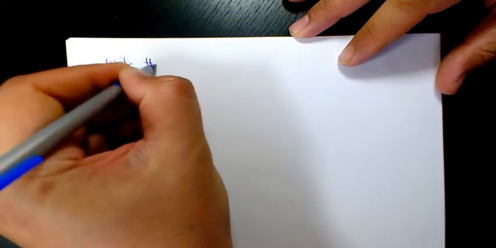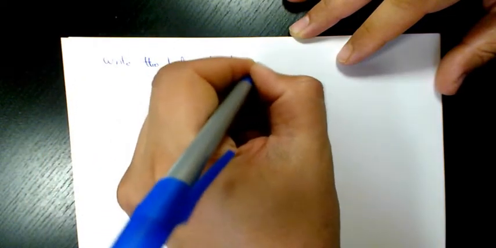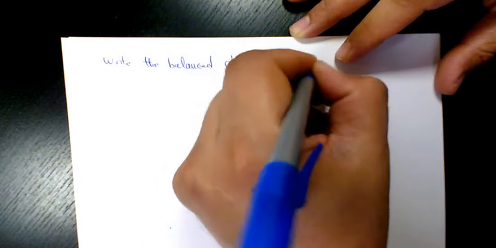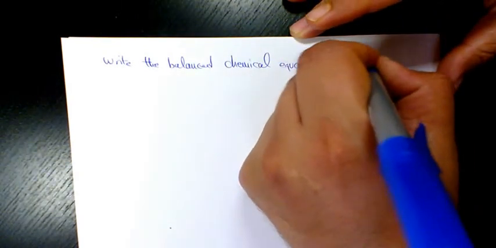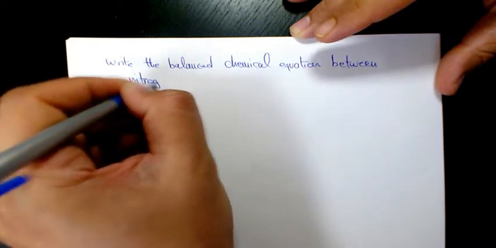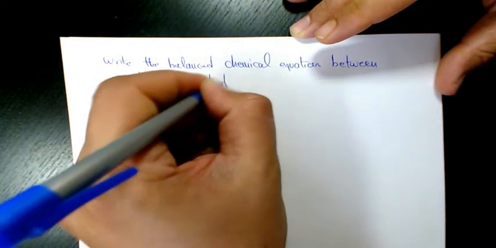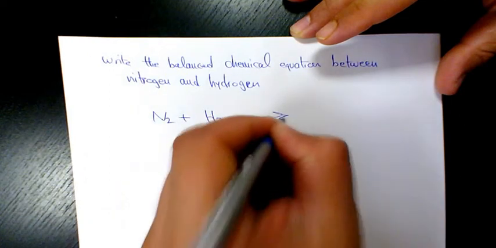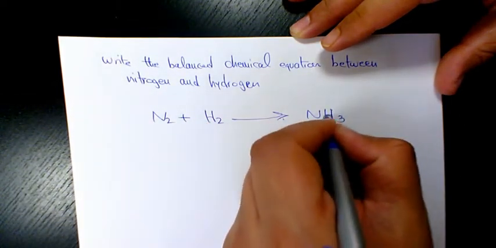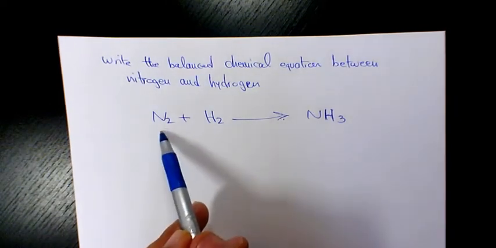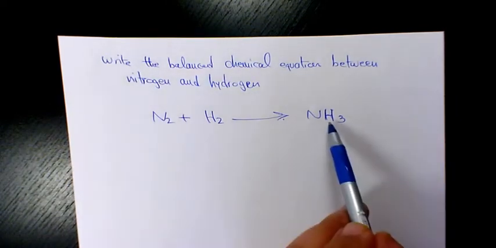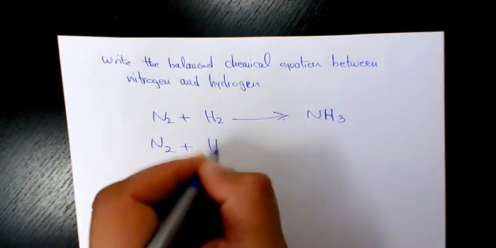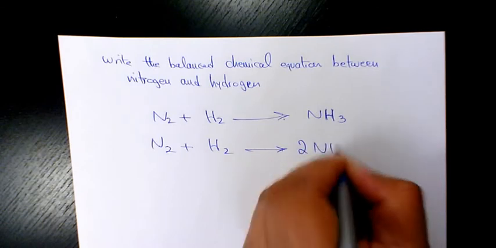Next example, write the balanced chemical equation between nitrogen and hydrogen. So it's going to be N2 plus H2, and that's going to produce ammonia. NH3 is ammonia. So we have 2 nitrogen in here. So we need to have 2 nitrogen in here. So it's going to be N2 plus H2 gives us 2 NH3.